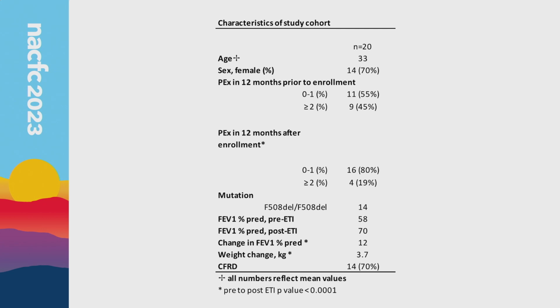So this is our study cohort. The cohort is small, and some of the data that I will show you has borderline p-values or perhaps raw p-values that are significant and adjusted that are not. But it's really just trying to set a framework for how this data may be useful. The cohort reflected most Trikafta cohorts. There were significant reductions in exacerbations in the year after treatment, significant improvements in FEV1, and a significant increase in weight, on average 3.7 kilos.